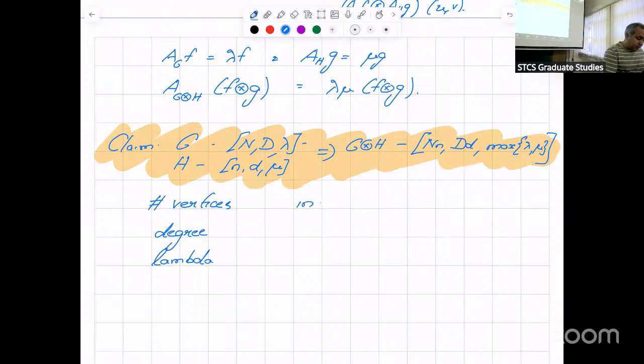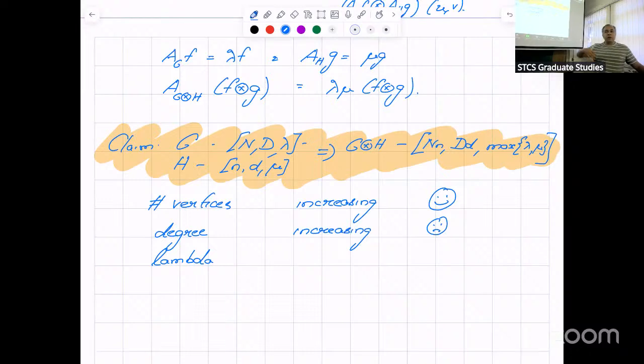So this one is increasing, and that's a good sign for us. We are actually getting larger and larger graphs if we take the tensor product. The degree is increasing, and this is a bad sign. I wanted to get larger graphs, but I wanted them with the same degree. I just don't want larger graphs with larger and larger degree. I want the same constant degree to be maintained as I go to larger and larger graphs. Lambda was unchanged, which is a good thing.